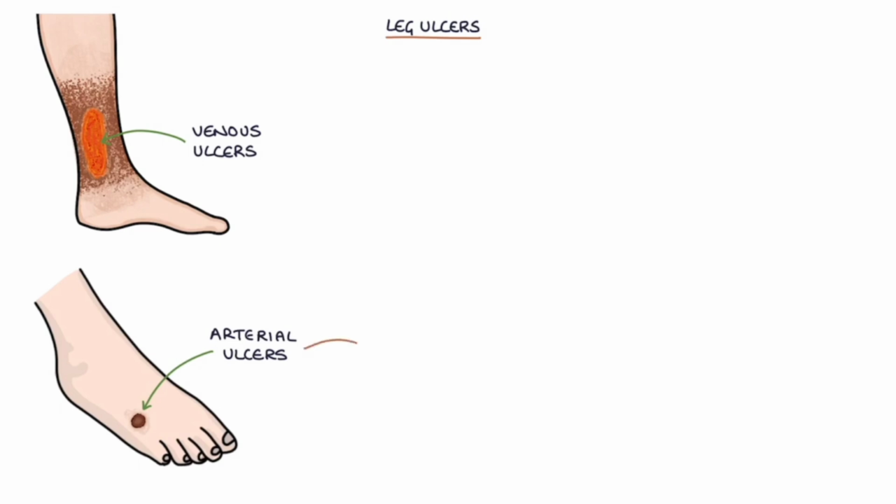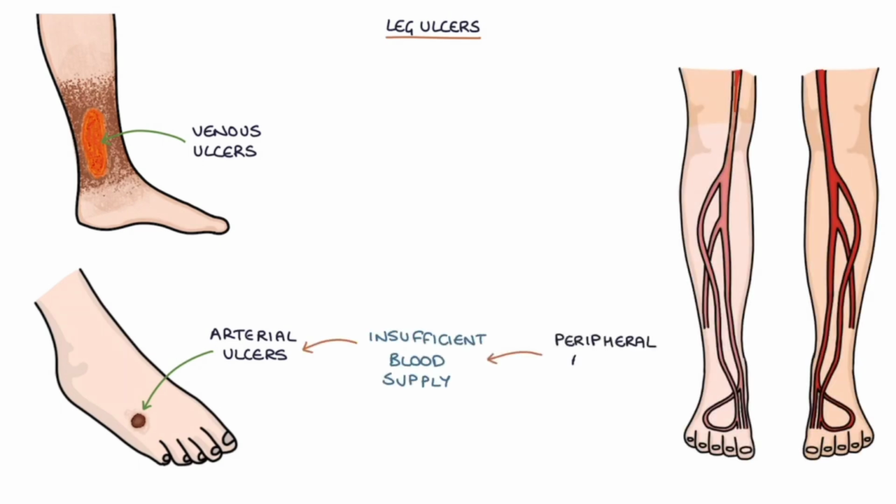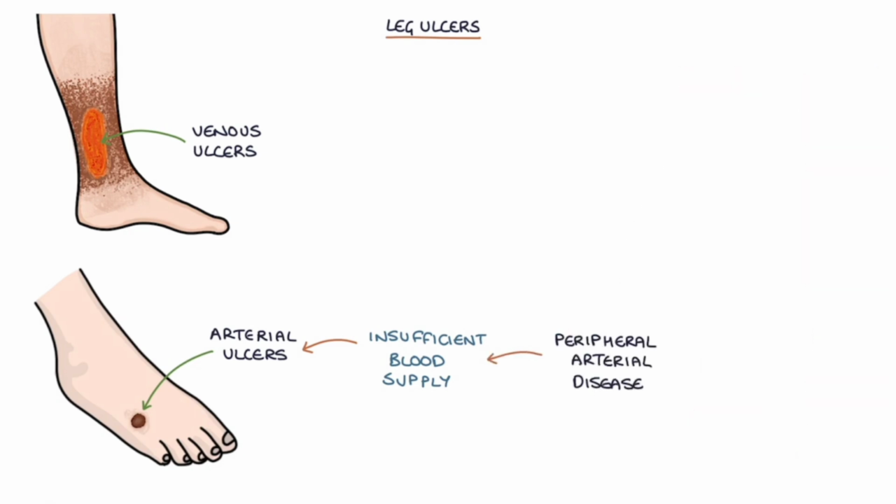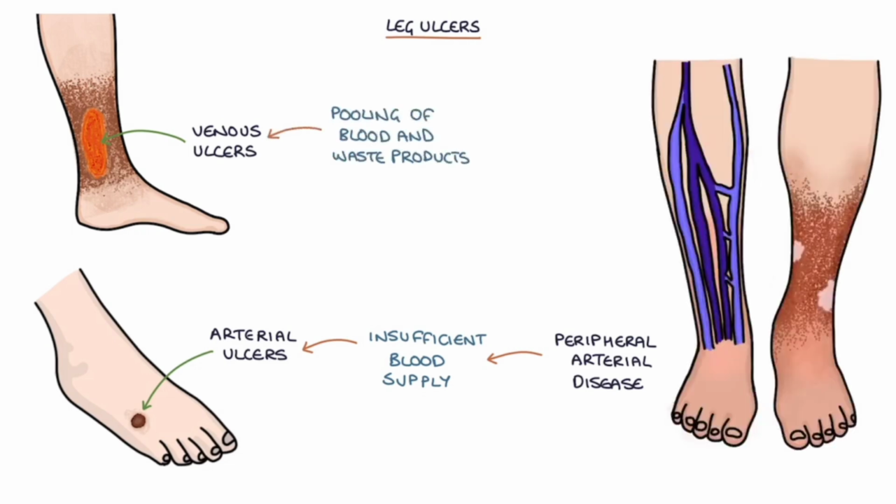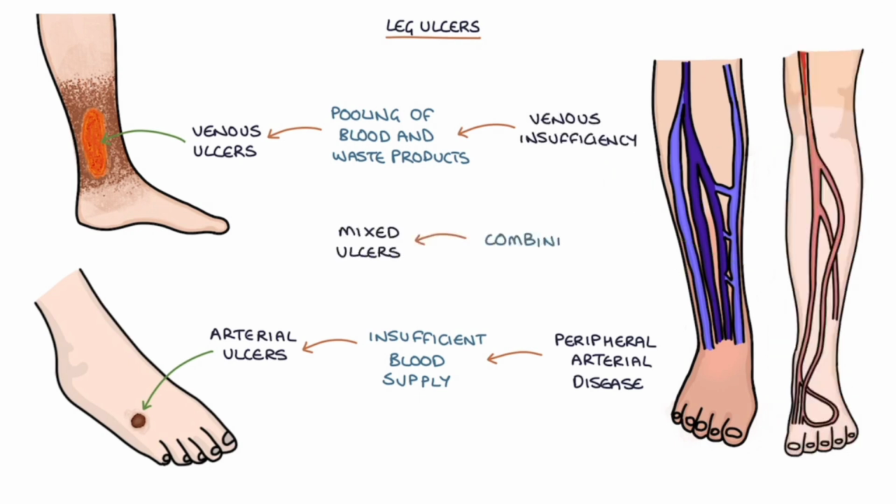Arterial ulcers result from insufficient blood supply to the skin due to peripheral arterial disease. Venous ulcers occur due to pooling of blood and waste products in the skin secondary to venous insufficiency. Mixed ulcers are a combination of arterial and venous disease that's causing the ulcer.